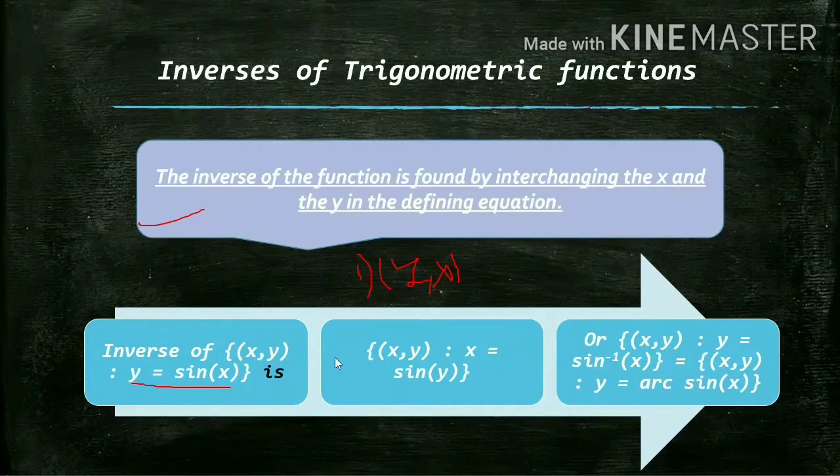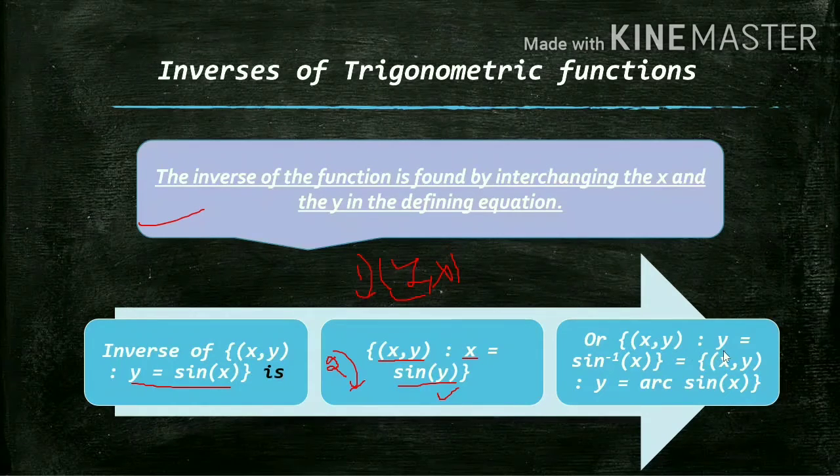This is the first thing you can do, and this is the second thing which you can do. Interchange x and y in the defining equation, this equation. Leave this pair as it is and just interchange x and y. So in place of y write x and in place of x write y like this. So it would be x equals sine of y. Either you do this or you do this. Please don't do both. That means you reverse this also and reverse this also. Either just reverse this ordered pair or just interchange. Okay?